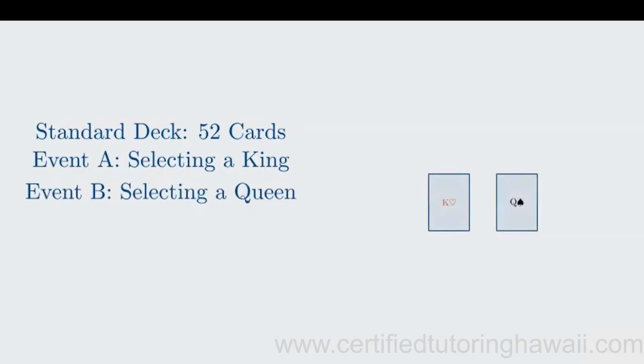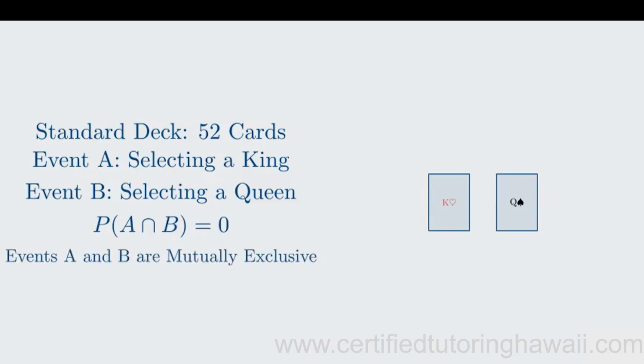Let's apply this to a concrete example using a standard deck of 52 cards. Suppose we define two events. Event A is selecting a king, and event B is selecting a queen. Ask yourself, is it possible to draw a single card that is both a king and a queen? No, a card has only one rank. Since a card cannot be both a king and a queen simultaneously, the joint probability is zero. Therefore, we can mathematically justify that drawing a king and drawing a queen are mutually exclusive events.